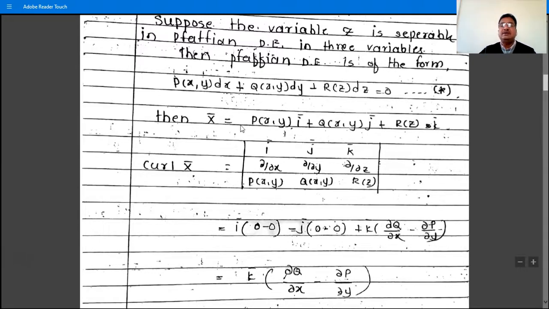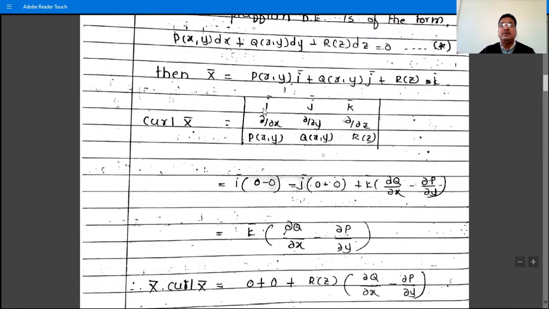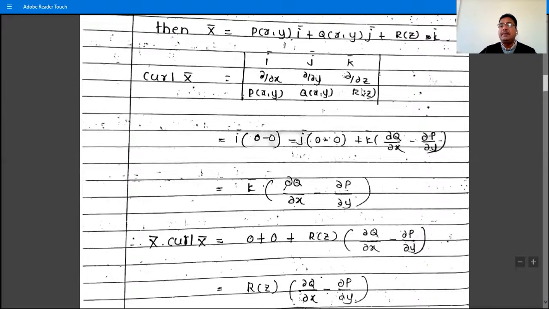Then we write X bar as P(x,y) i plus Q(x,y) j plus R(z) k. Then find the curl of X bar. It is the determinant of i, j, k; del by del x, del by del y, del by del z; P(x,y), Q(x,y), R(z). The first component is del R by del y, and this R(z) is purely a function of z, so its partial derivative with respect to y is 0. Then del Q by del z is again 0, because Q(x,y) is a function of x and y, and so its derivative with respect to z is 0.